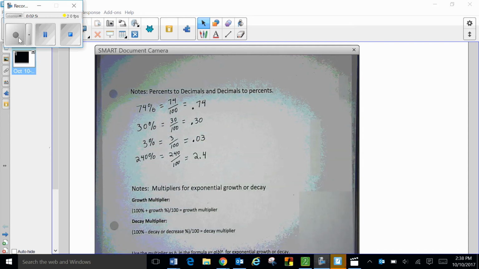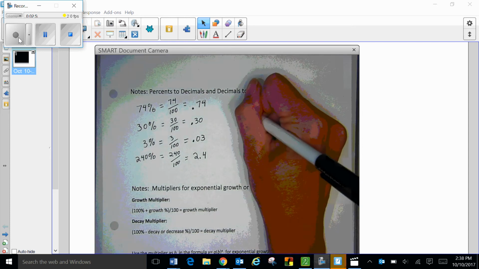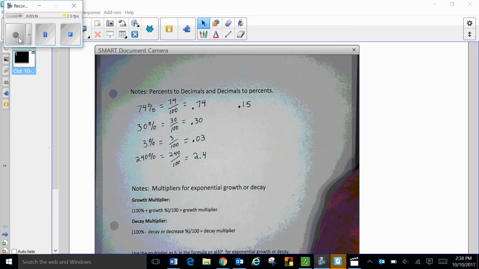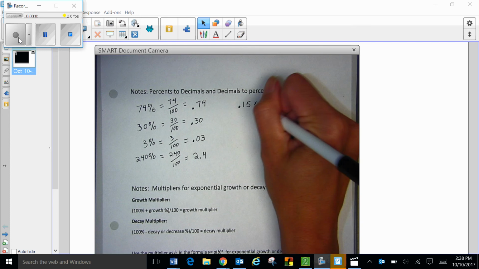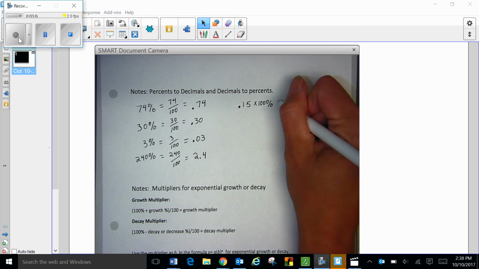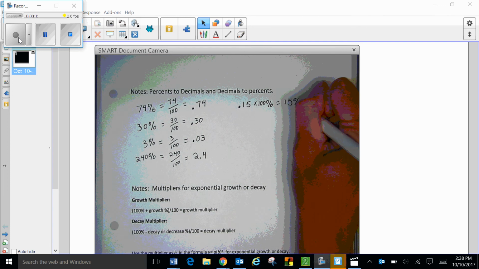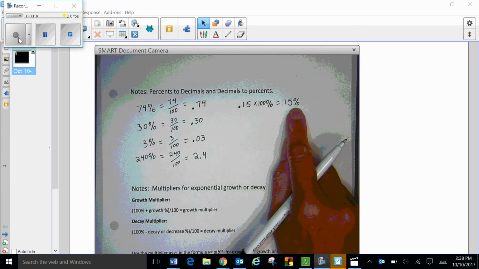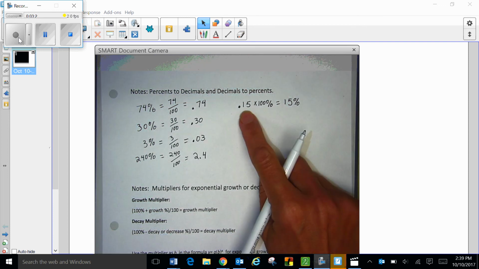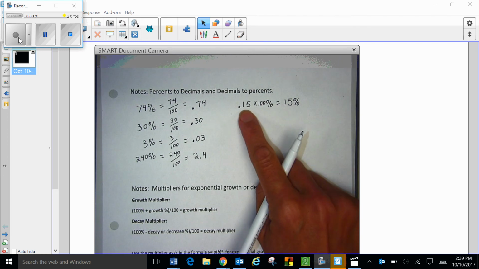If you're going the other direction, if you're given a decimal or a fraction, so let's say I was given 0.15. If I want to change that to a percent, what I do is I multiply it times 100%. So to go the other direction, we multiply. When I multiply that, you can use your calculator if you need to, but it becomes 15%. It is important that you put this percentage here because it is equivalent to a decimal. It's not the number 15, it's 15%, which is equivalent to 0.15 as a decimal.